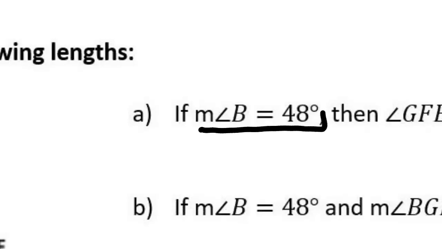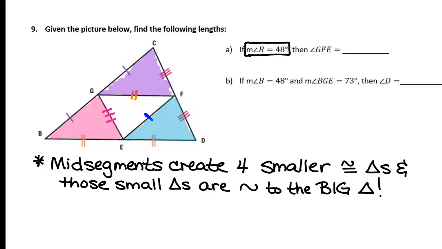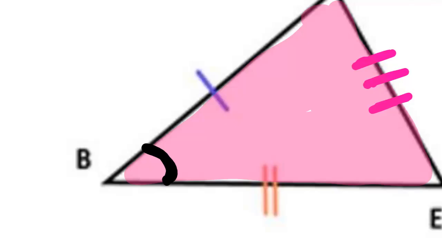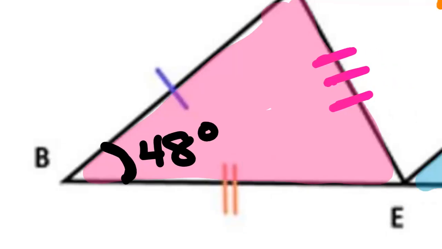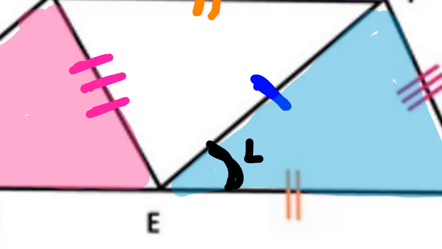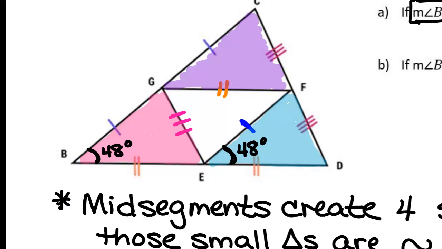It says that angle B is 48 degrees. So this angle right down here is 48 degrees. Notice that's where these 2 sides with 1 and 2 congruence markings on it come together and touch. What's another angle that would also be 48 degrees? FED, this angle right here in this corner, that would be 48. It's because this triangle is congruent to this triangle.